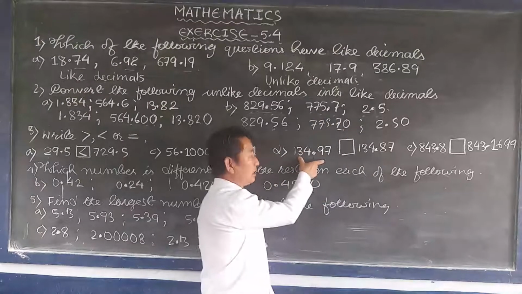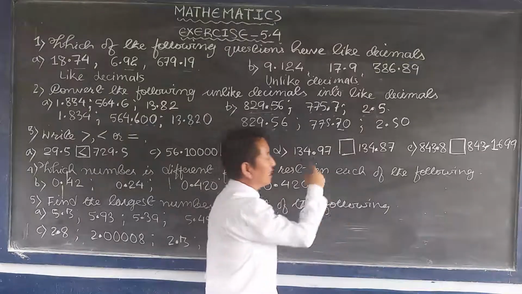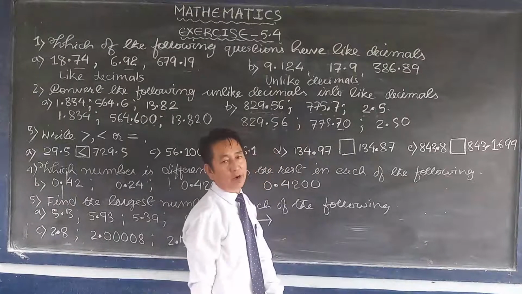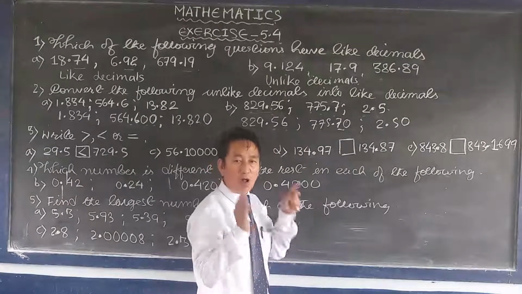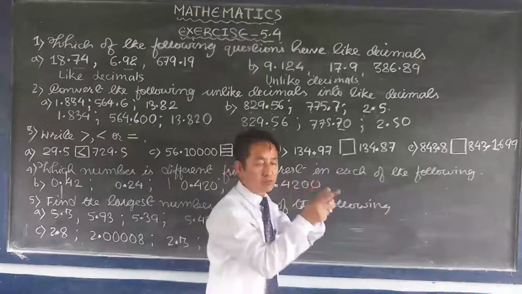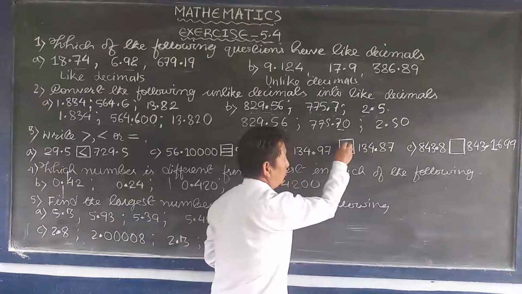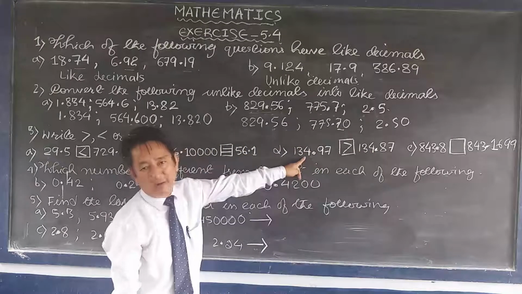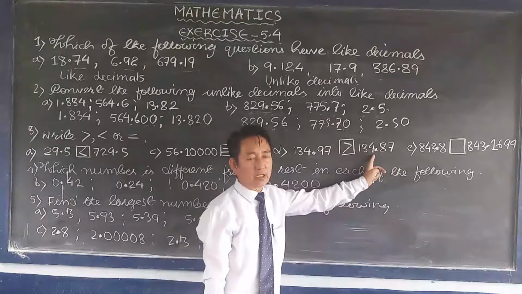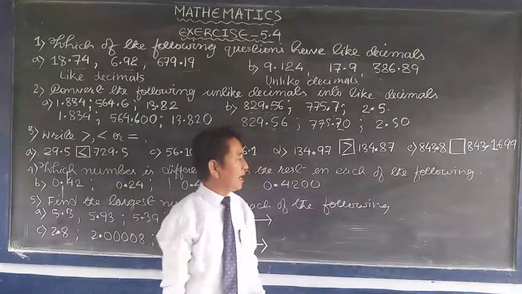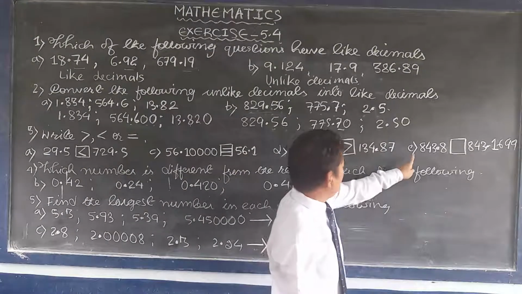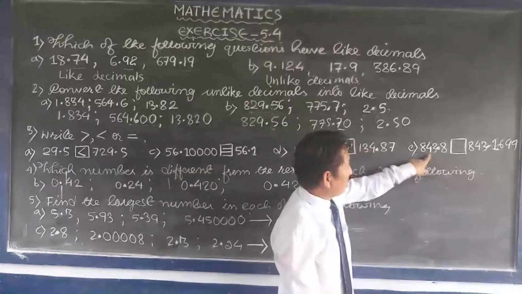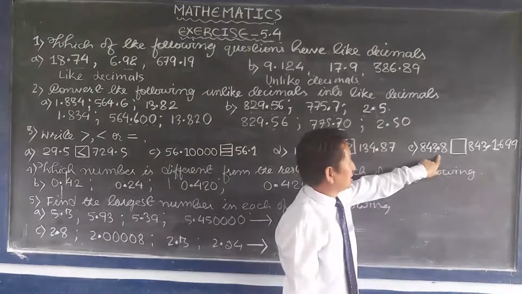So 134.97 is greater than 134.87. We'll always turn the pointed end to the smaller number. This one is smaller, the pointed end turns towards this smaller number. 134.97 is greater than 134.87. Now next here, E: 843.8.